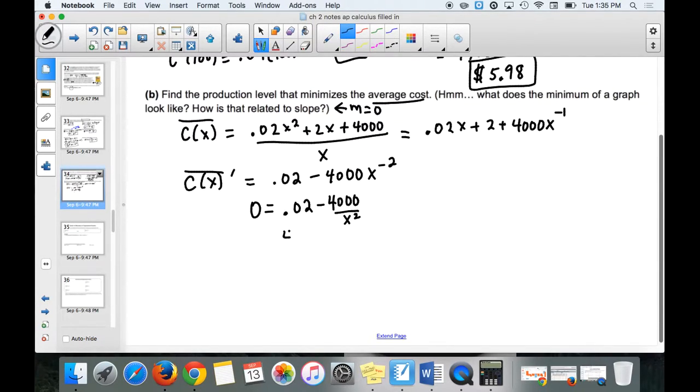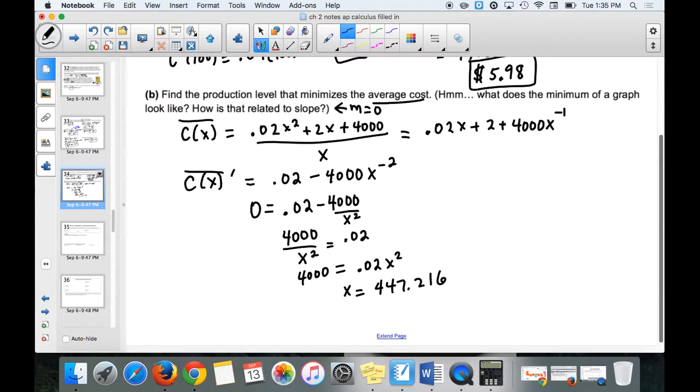So I'm going to add the 4,000 over x squared over. I'm going to multiply the x squared over, so 0.02x squared. And then divide by 0.02. So 4,000 divided by 0.02, and then take the square root of my answer, and I get x equals 447.216.